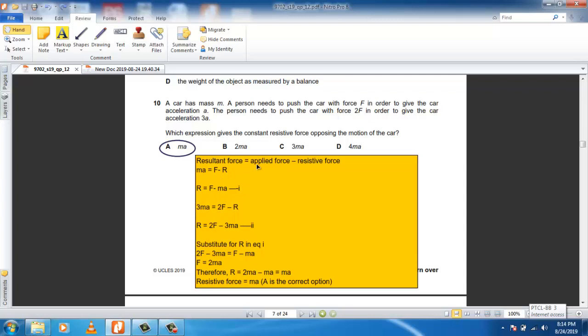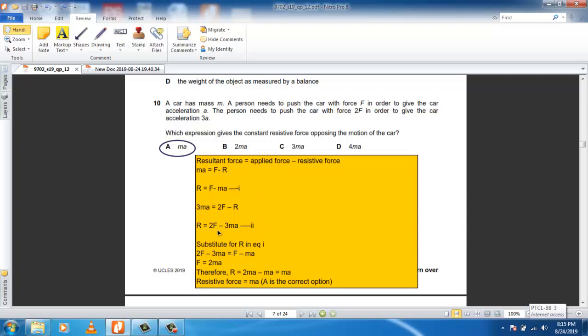For the first case, the car has mass m and the person pushes with force F to give acceleration A. So the resistive force R equals F minus Ma. Just rearranging this formula. That's the first equation. The second equation says the person pushes the car with force 2F to give acceleration 3A. So resistive force becomes 2F minus 3Ma. So there are the two equations.